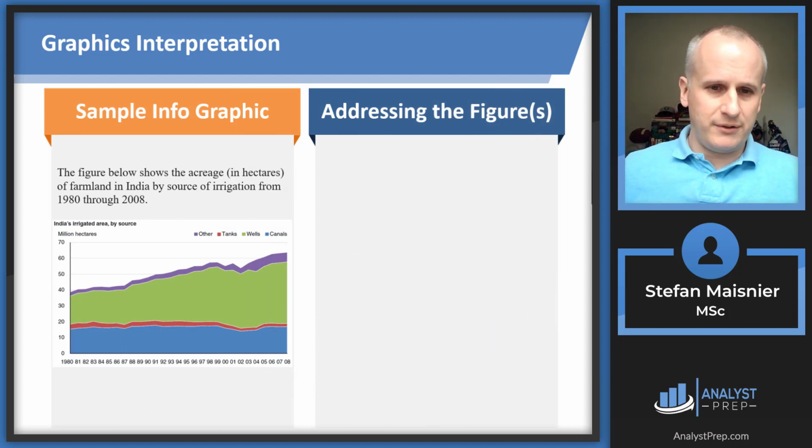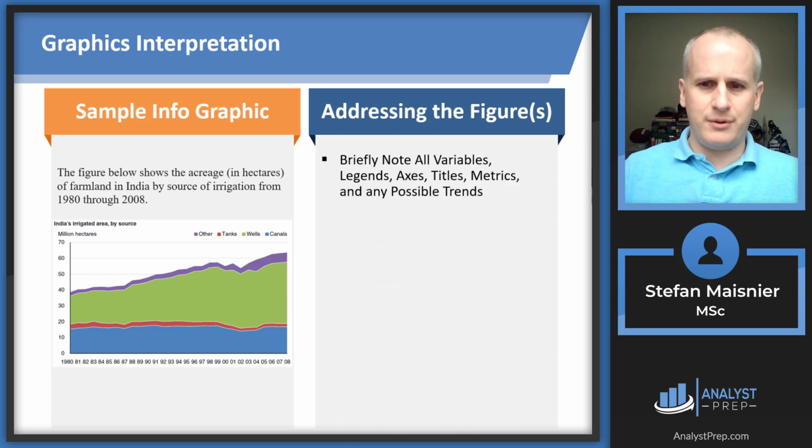So on the left here, we've got a figure, and you'll always want to note what you've got: the titles, the variables, the legends, the axes, the metrics, and any possible trends. So here we see that we've got the acreage in hectares of farmland in India by source of irrigation from 1980 through 2008. And we see that that's what's represented here. We can see that on the left-hand side, we've got our million hectares from 0 to 70, and we've got all of the years from 1980 through 2008 on the horizontal axis.